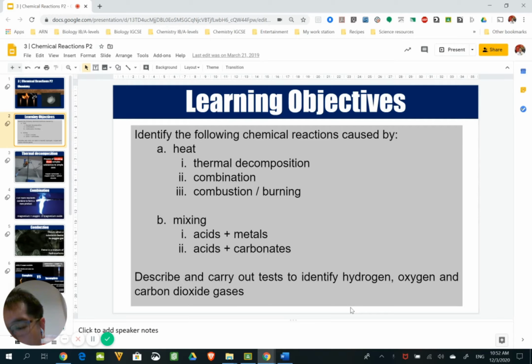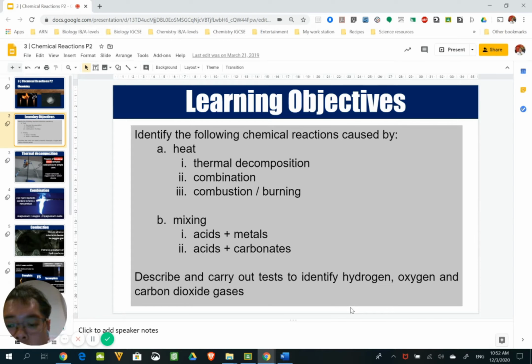Okay, so a couple of things. I decided to place the lesson objective today because this is important for you to know which is which. You're going to identify chemical reactions caused by heat, and there are 3 different types: thermal decomposition, combination, combustion or burning, and we have mixing of acids and metals with the carbonates. So make sure that you have this with you all the time because this is really important.